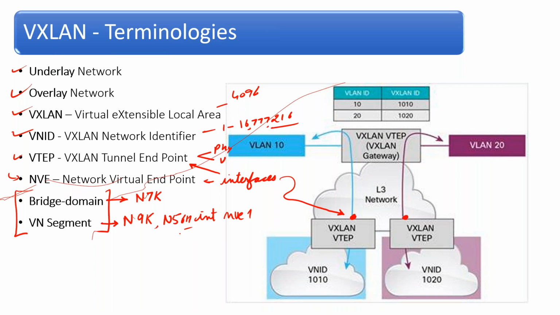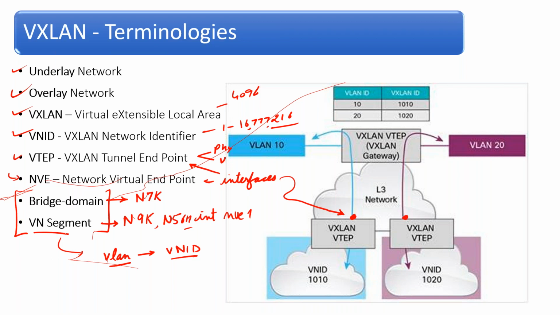So what exactly is this? The segment where we have our end host connected, but which requires VXLAN tunneling, and thus the endpoints have their connectivity known to them via VLAN, and then they get mapped to VNID. The segment where this mapping happens is known as the VXLAN network segment. In short, we call it VN segment.